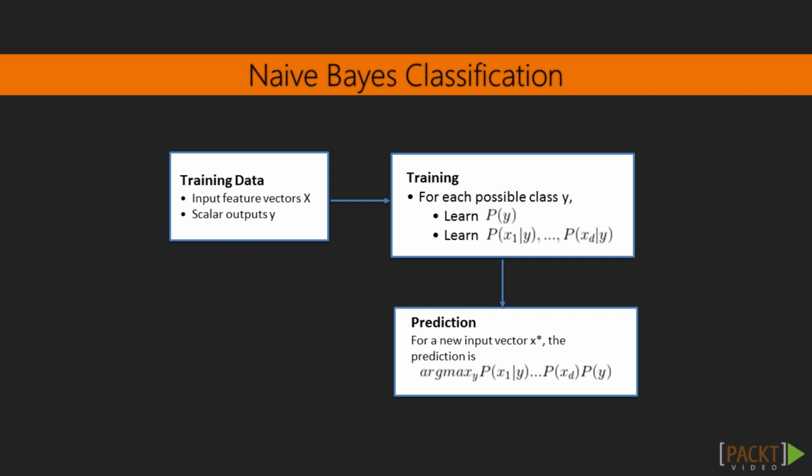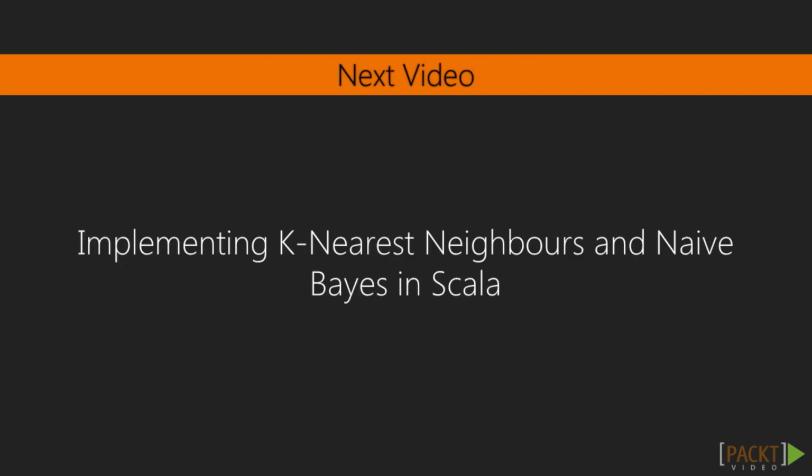In this video, we gained a good understanding of two commonly used classification algorithms, k-nearest neighbors and naive Bayes. In the next video, we will actually implement these algorithms in Scala.